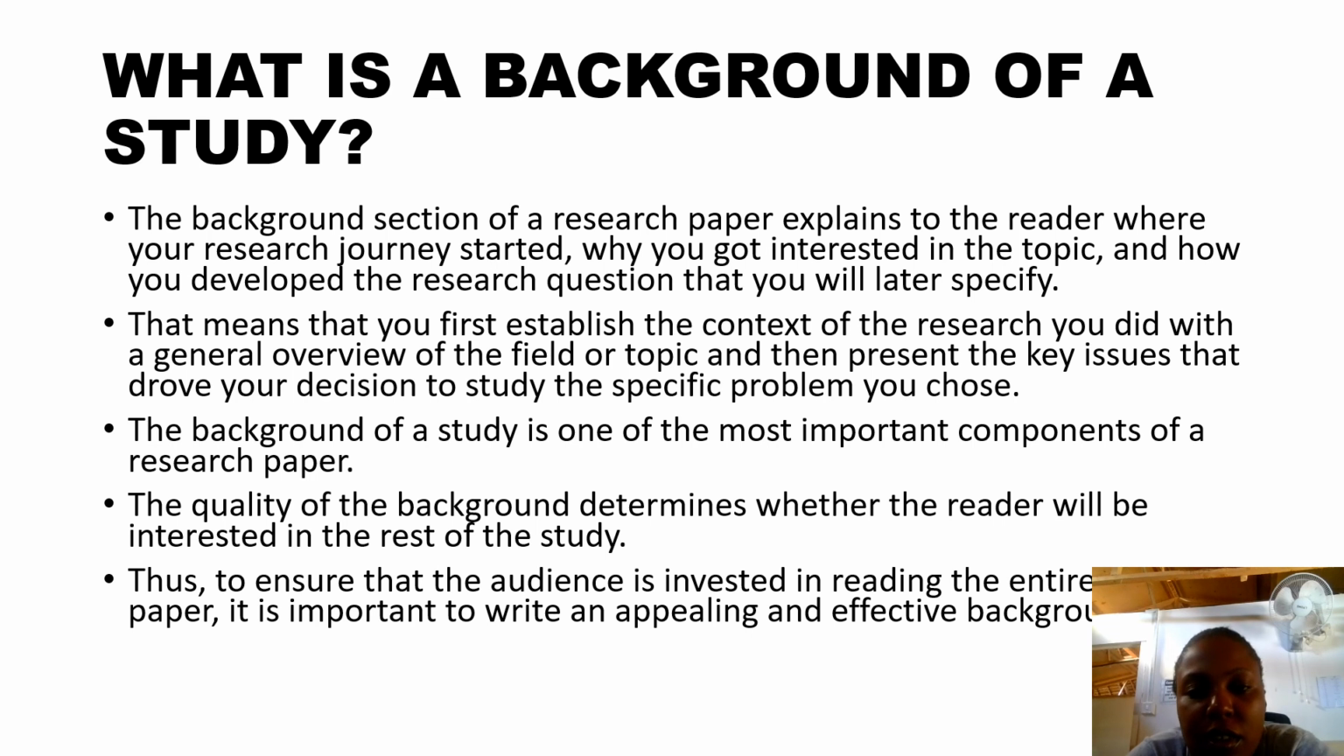So the background section of a research paper explains to the reader where your research journey started, why you got interested in the topic, and how you developed the research question that you will later specify. That means that you first establish the context of your research. You do this with a general overview of the field or topic, and then you present the key issues that drove your decision to study the specific problem you chose.